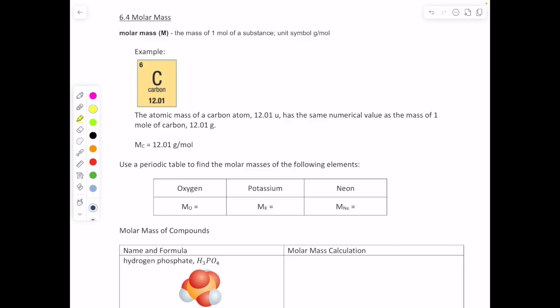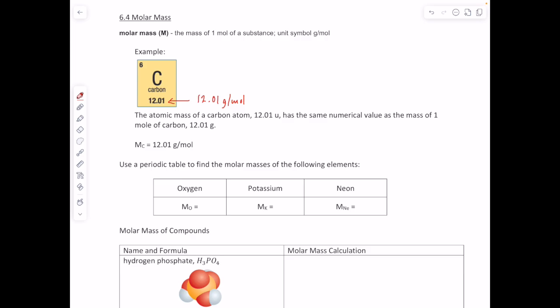Section 6.4, Molar mass. Molar mass is given the symbol capital M, and it's the mass of 1 mole of a substance, and the unit symbol is grams per mole. You can look on a periodic table to find a couple of important pieces of information. The first is the atomic number. Carbon has atomic number of 6, but also a secondary quantity which is called the molar mass. The molar mass of carbon is 12.01 grams per mole of carbon.